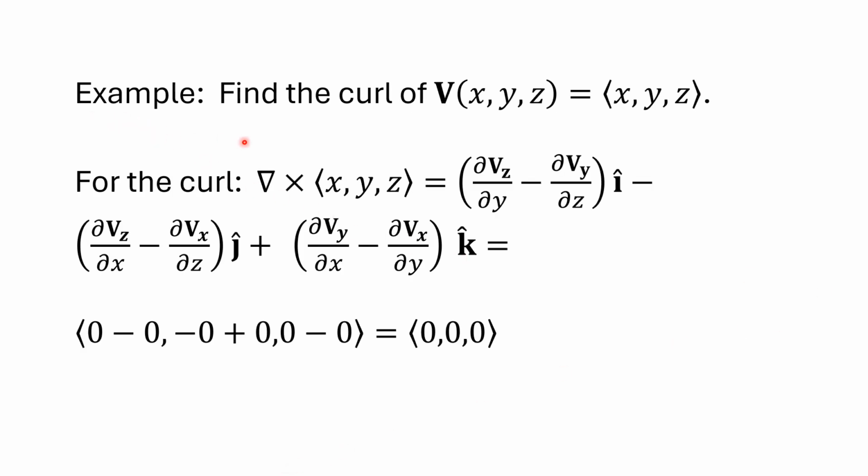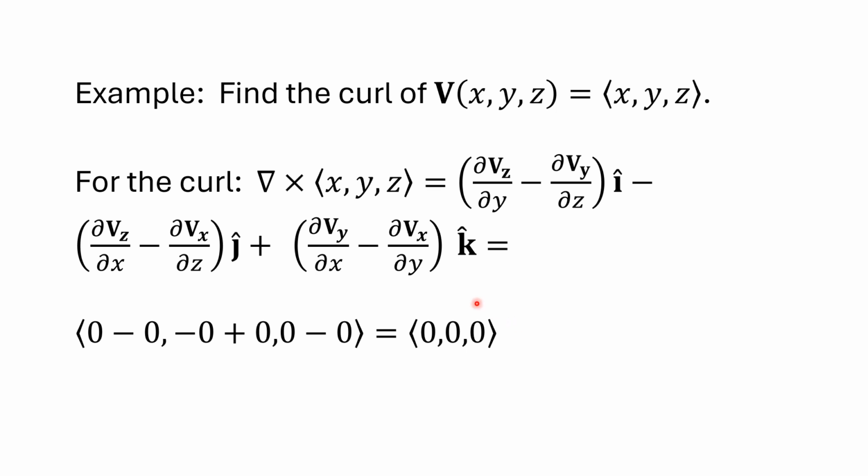In this example, we're going to find the curl of V(x,y,z) equals yz, xz, xy. For the curl, we want del cross the vector. So we're going to have, and again, I didn't show you the 3 by 3 determinant, but only the final step after the expansion. So if you need to go back, it's going to look identical after this step.